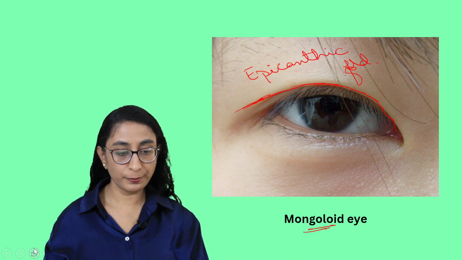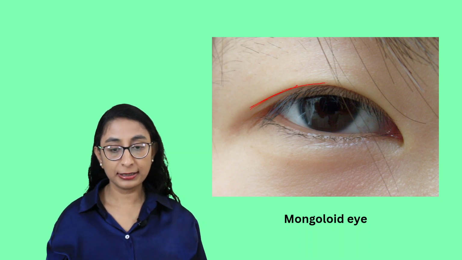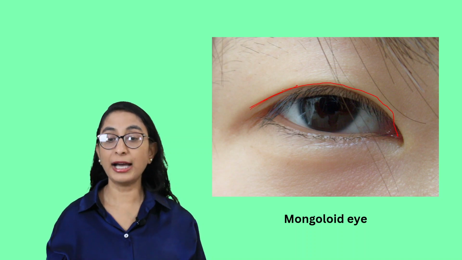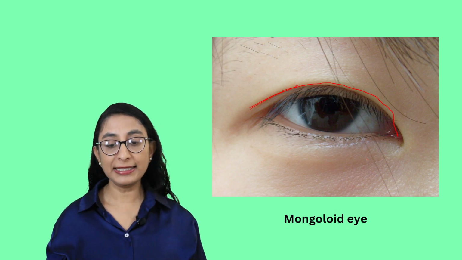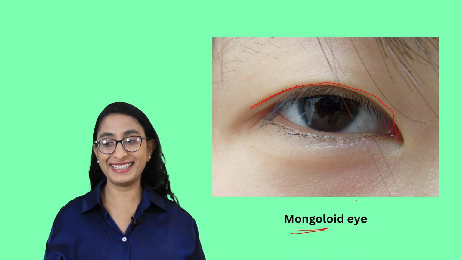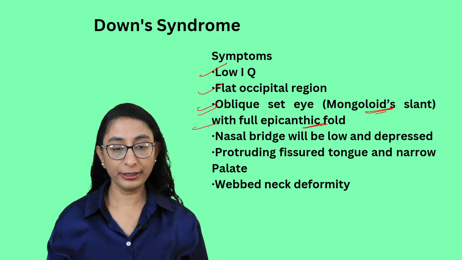I will show you the picture once again. See here, you can see this one, correct? This fold of the skin above the eyes, above the eyelid, you can see this prominent fold. This is called the epicanthic fold, and this kind of eye is called the mongoloid eye or the mongoloid slant. Okay, fine. So they have low IQ.